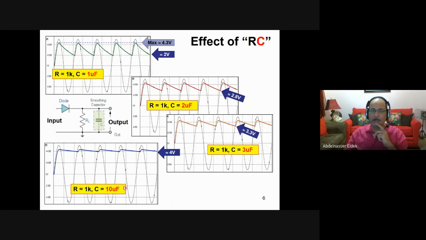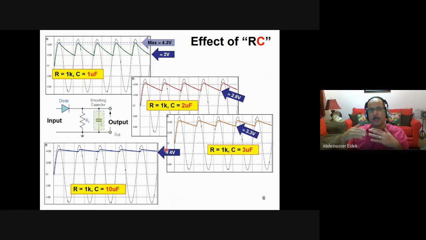When you make it 10 microfarad, the minimum is 4 volts, so the variation is from 4 to 4.3. So you have almost constant voltage, average 4.15. If you want to change R, for example, make it 10K or 100K, you will get almost constant voltage across the capacitor, or the output voltage.